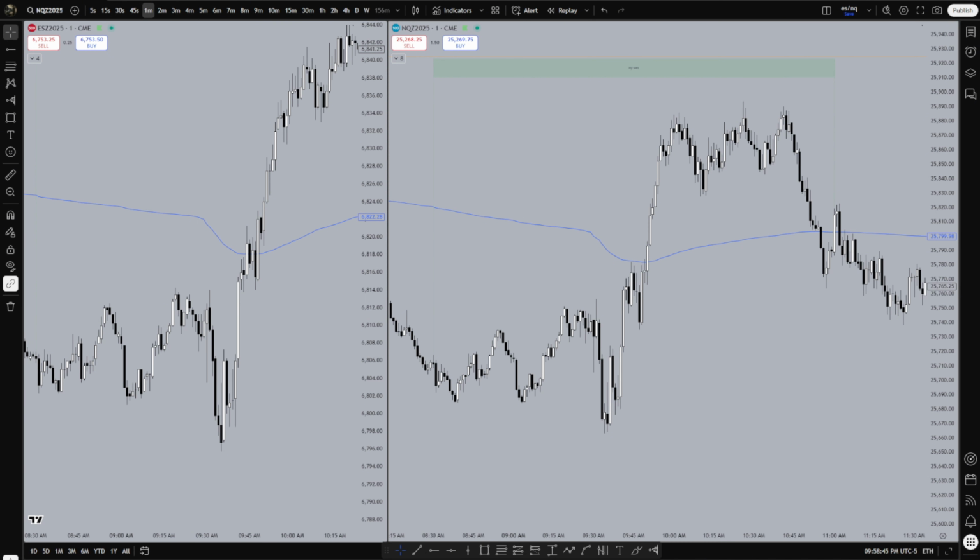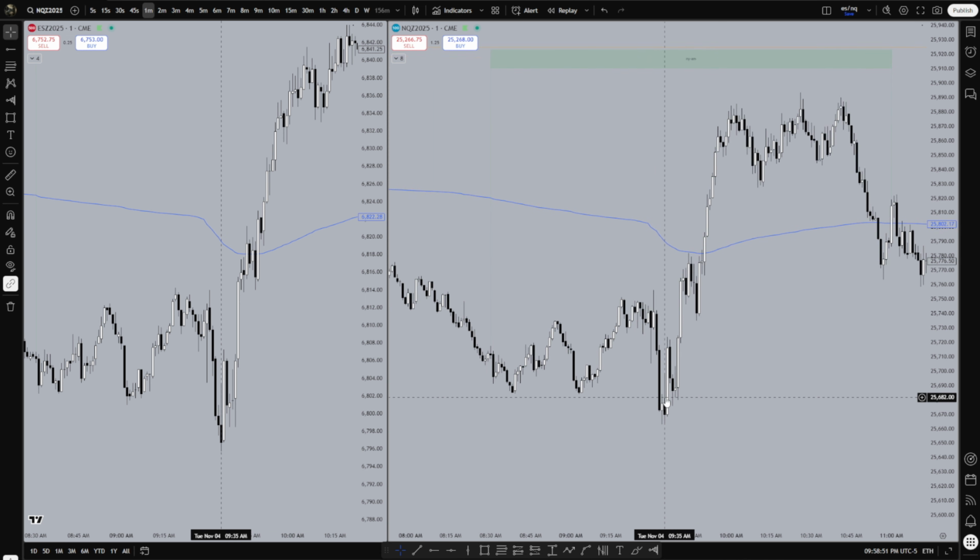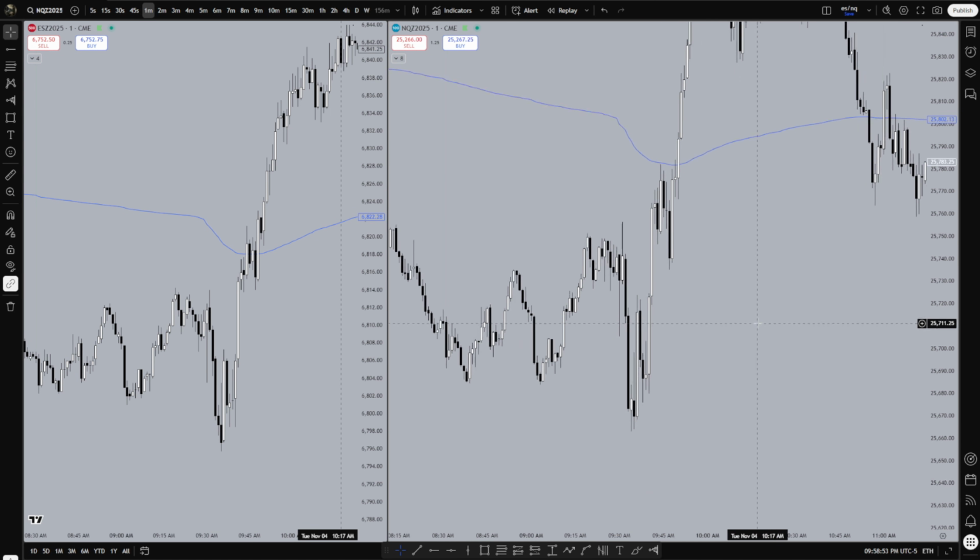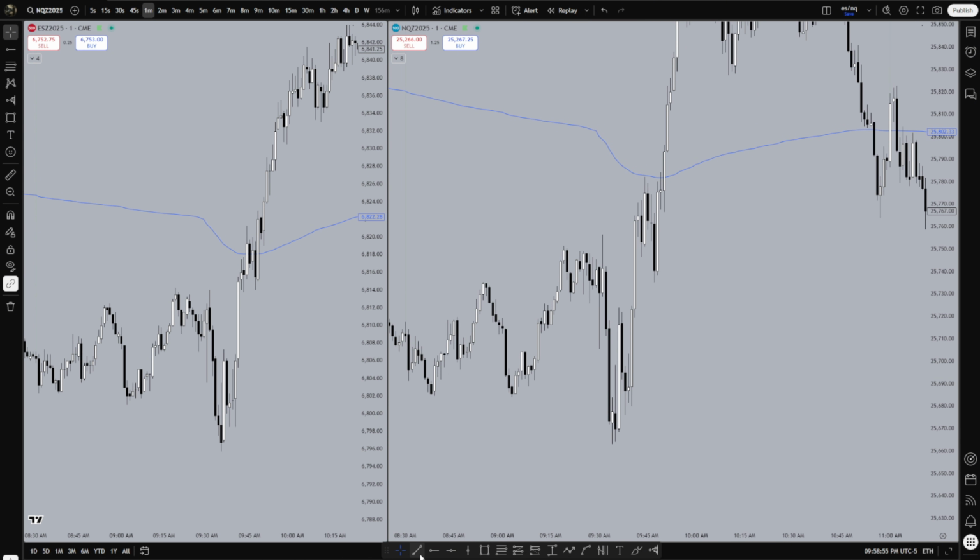So now that you actually understand the logic behind SMT divergences, why they work, and how we can use them to find our bias, let's scale down into the lower time frame and see how we can use internal SMTs for entries. Now, just looking at Tuesday of this week, we see that off of market open right here, we have this accumulation, and then we have this manipulation of this high.